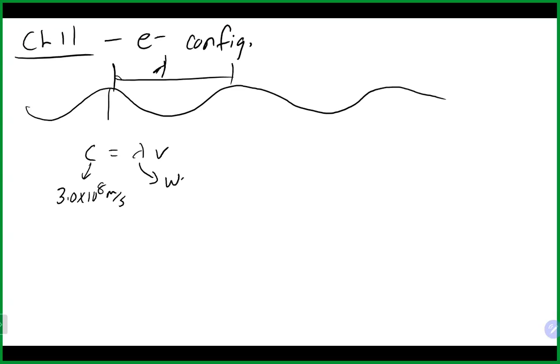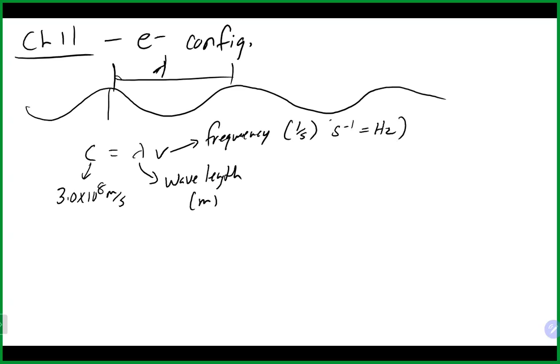This is our wavelength in meters, and this is our frequency in reciprocal seconds. Remember that a reciprocal second is the same as a hertz. So those quantities are interrelated to each other. We also talked about the idea that energy is transferred through space in the form of waves. We related this to electrons.